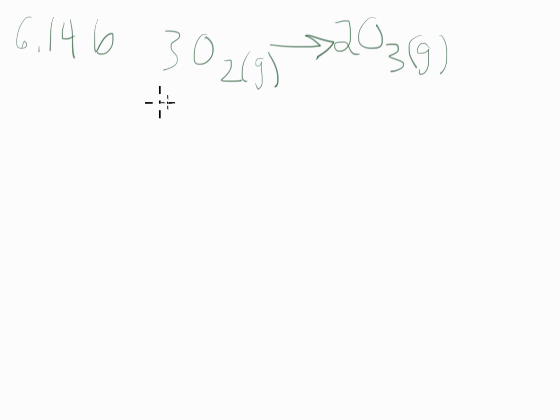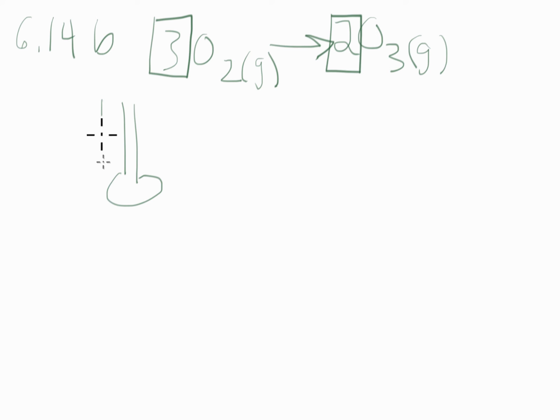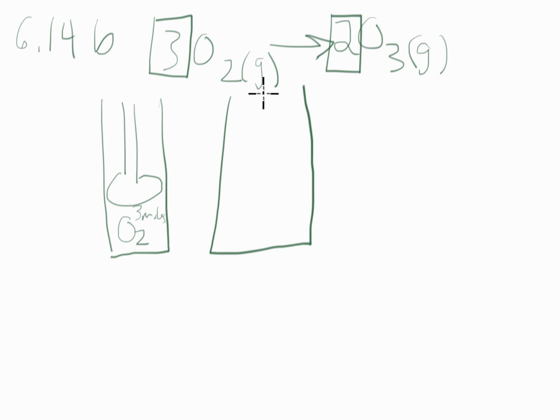In this case, we have gas to gas. Okay, so we don't have a phase change. But what we do have is we are going from 3 moles of gas to 2 moles of gas. Okay, so in this case, we have our piston again, right? And you don't have to think of it this way, it just helps me. So you have your O2 here, your 3 moles of oxygen here. And in order to convert this into ozone, the surroundings have to do work.